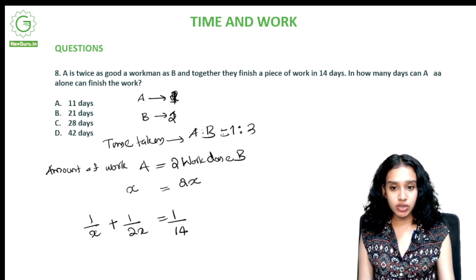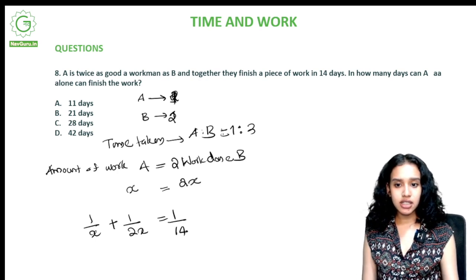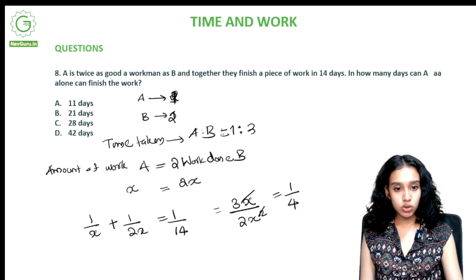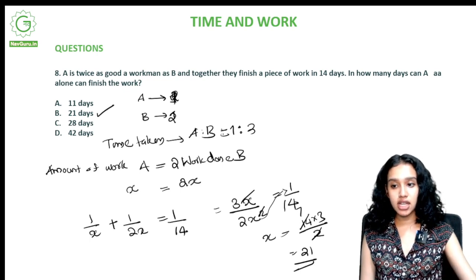This is the amount of work, or the number of days taken, right? Now we get 2x plus x, which is 3x, by 2x into x, which is 2x square. This and this cancel out, and it is equal to 1 by 14. So we take this x up here, then 14 here. So we get 14 into 3 by 2, and 7 3s are 21. So we get 21 days as the answer here.